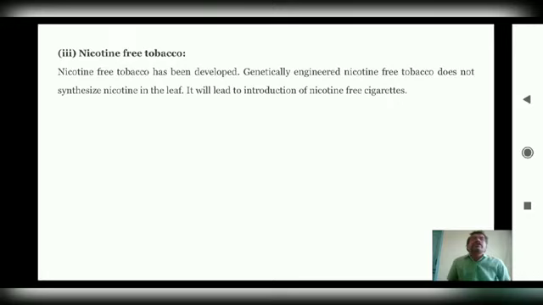Now another crop that has been developed with the transgenic technique is tobacco. So nicotine free tobacco has been developed. Genetically engineered nicotine free tobacco does not synthesize nicotine in its leaf. It will lead to the introduction of nicotine free cigarettes. So we can make cigarettes free of nicotine.